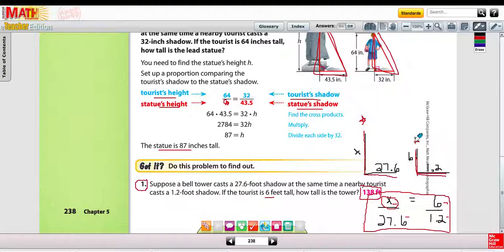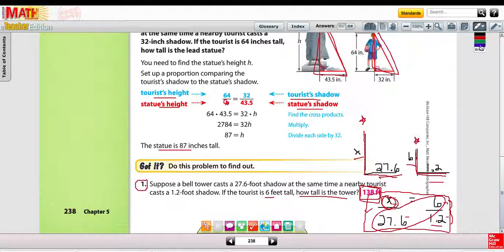So I'm using the strategy of solving with proportions, but I'm also drawing a picture so I can set up that proportion. Here's my proportion, x over 27.6, right down here, equals 6 over 1.2, right here. When I cross multiply and divide, I get that x is equal to 138 feet. So how tall is the tower? The tower is 138 feet.